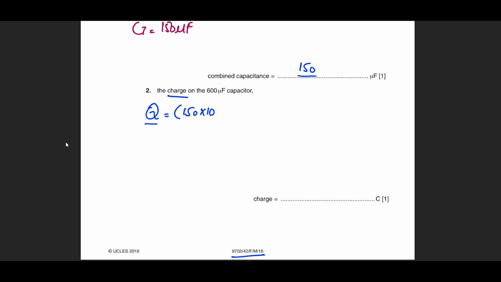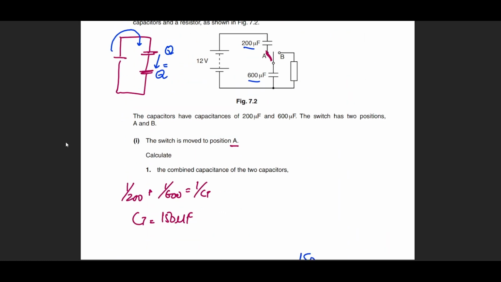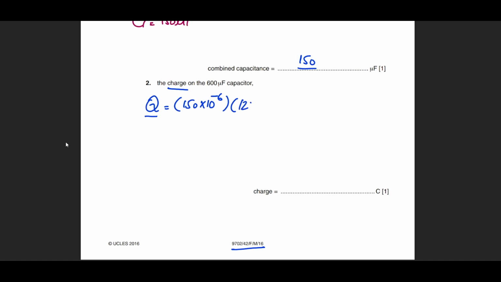So the battery provided these many charges: 150 into 10 to the power minus 6, into the voltage that is available, which is 12 volts. So your answer comes out as 1.8 into 10 raised to the power minus 3 coulombs. So the battery has given 1.8 into 10 to the power minus 3 coulombs to the whole system.